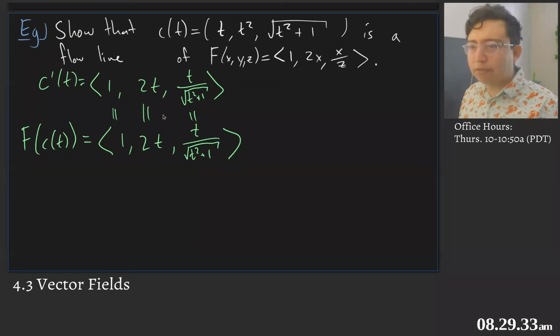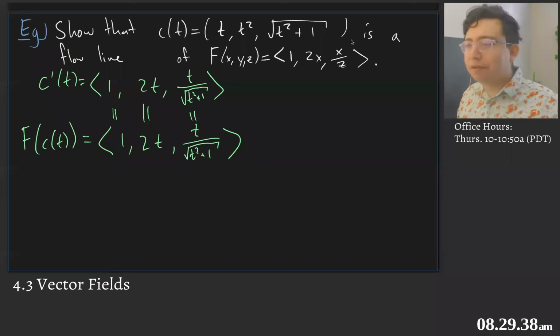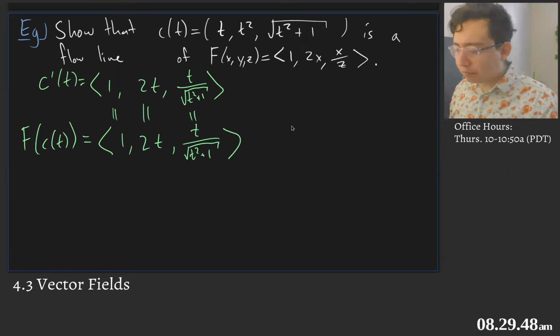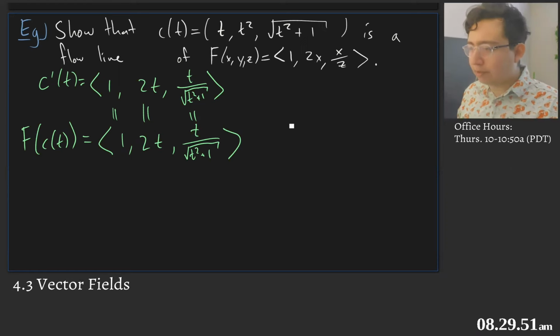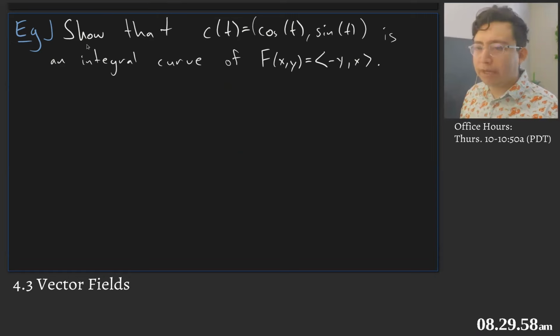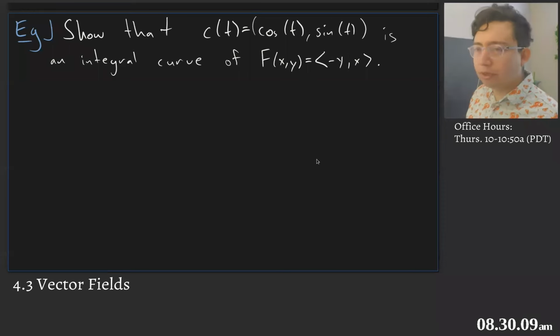Yeah, so showing that something is a flow line is not too hard. You just take the derivative of the curve, and then make sure that it equals the vector field with this x, y, z plugged in. Okay. So let's see this next one. Now we're going to see this curve here, and we're going to see if this is the integral curve of this vector field here, which is a vector field we've seen before, and I'll talk about that in a second before we wrap up this section.